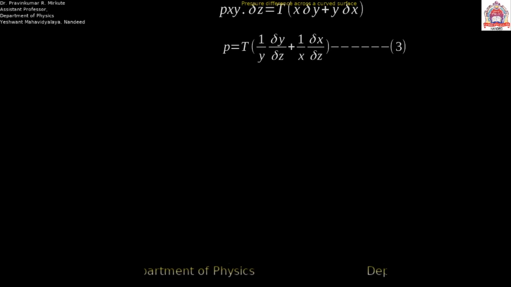Then, equating the work done to the increase in surface energy, P xy delta z is equal to T times (x delta y plus y delta x). So we get P is equal to T times (1 by y delta y by delta z plus 1 by x delta x by delta z).